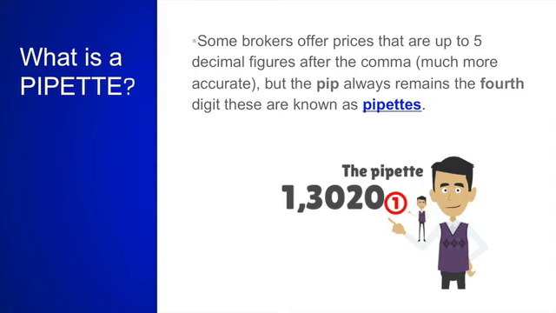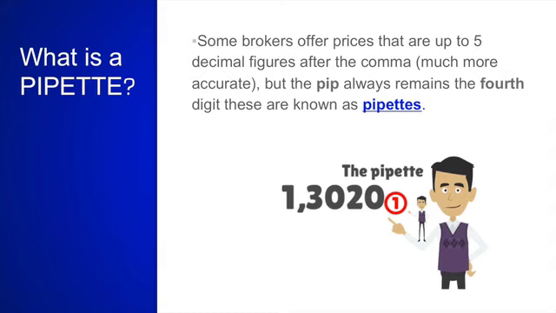Before I go ahead and do another example, I did have to mention the pipette. Some brokers offer prices that are up to 5 decimal figures after the comma, and it's much more accurate, so they say. Really, what I say is it just gets in your way, makes you mad, and you thought that you were calculating pips, but you really got confused with the 5th digit. So know that that number is the pipette.